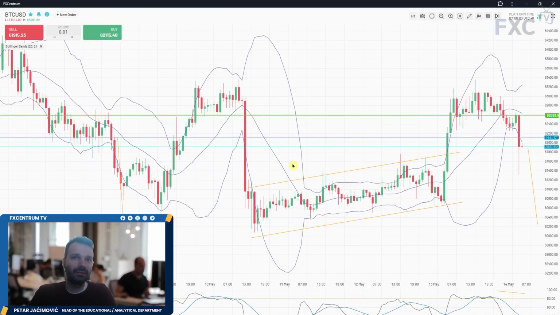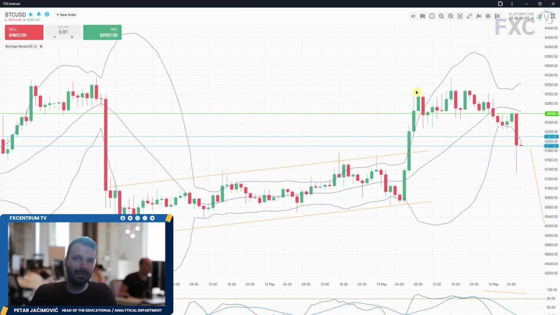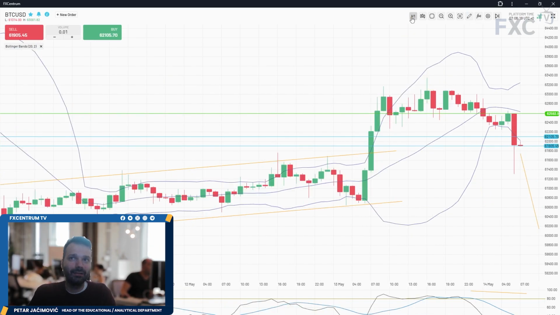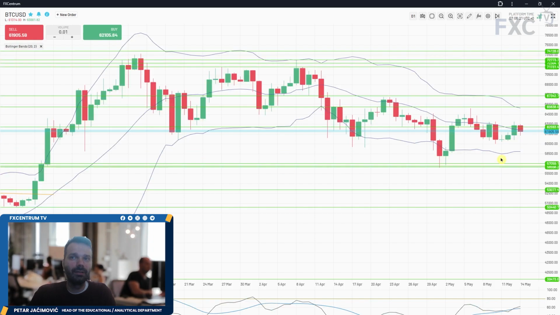And now we have Bitcoin. There was a tendency from buyers, so the market traded from the 60,600 mark towards 63,200. Then we had a consolidation with a flat line, and now there is a down break at this point, and that's a very good confirmation. Daily is pretty much still flat around the middle Bollinger Band, the 62,500 mark.